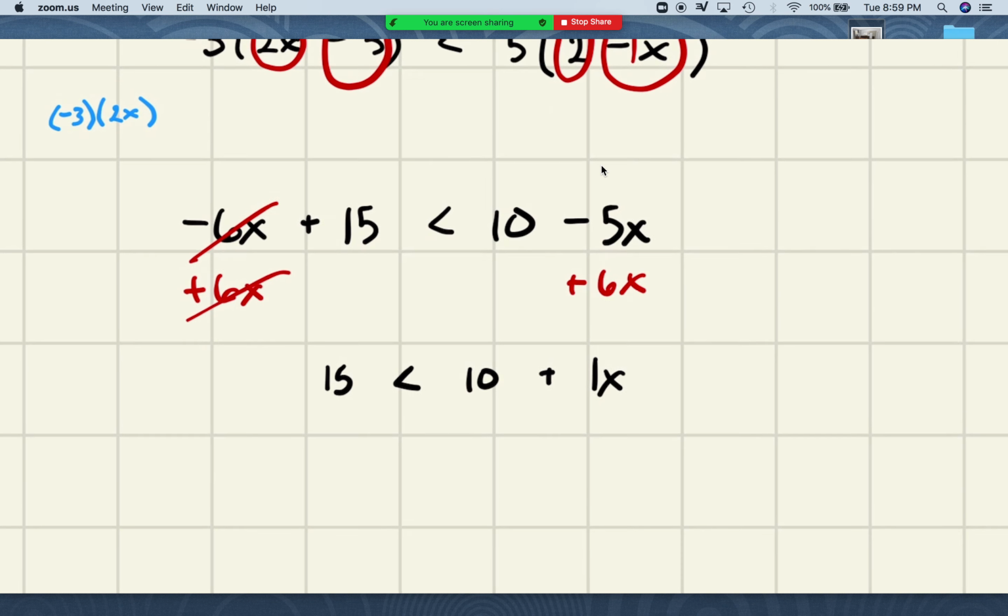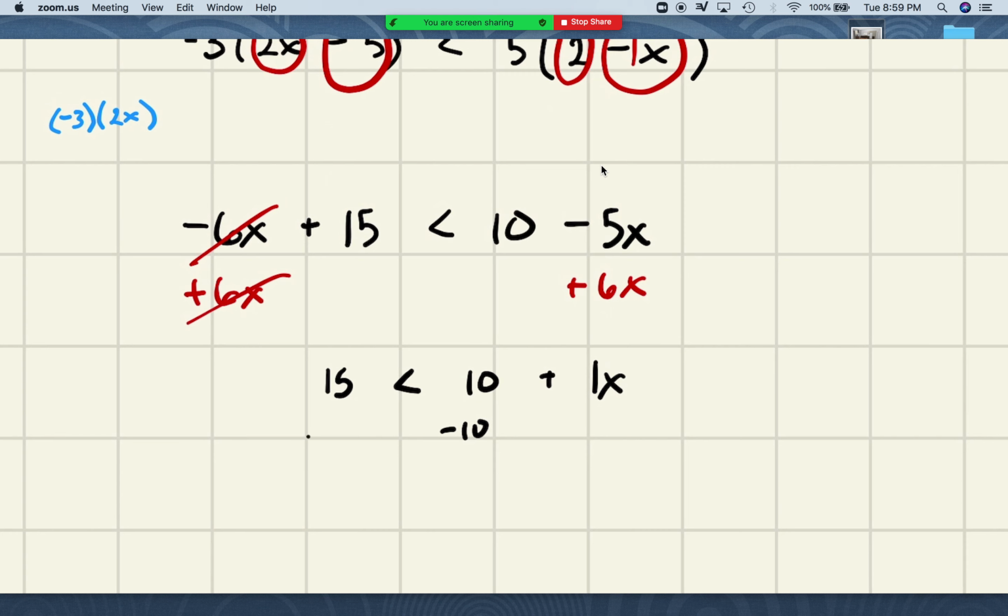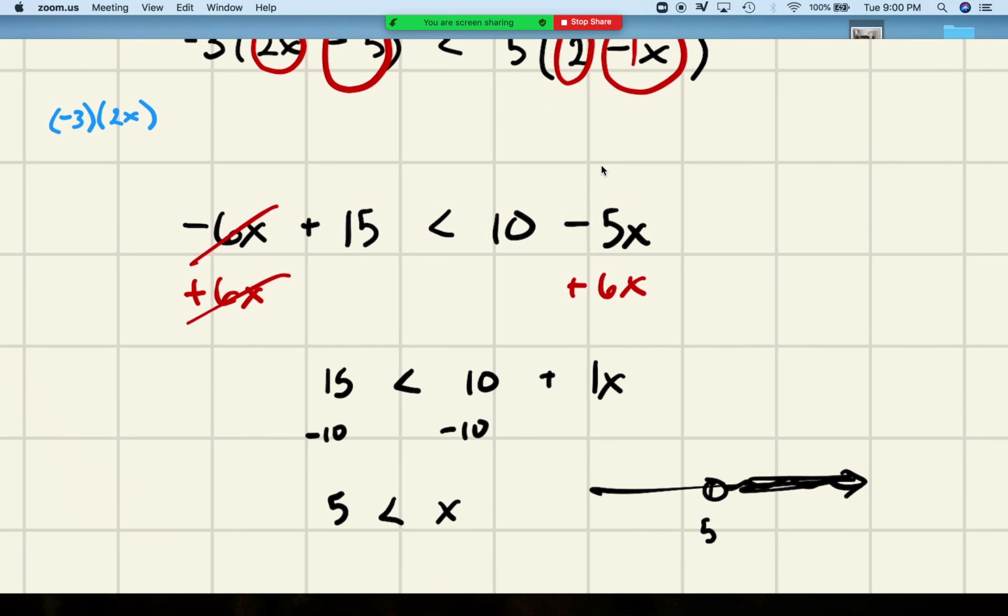And then subtract 10 from both sides, and you get 5. So x is bigger than 5, and that's what it looked like, something like this. Greater than, so it's an open circle. I feel like it's pretty confusing with the way that you can read it both ways.